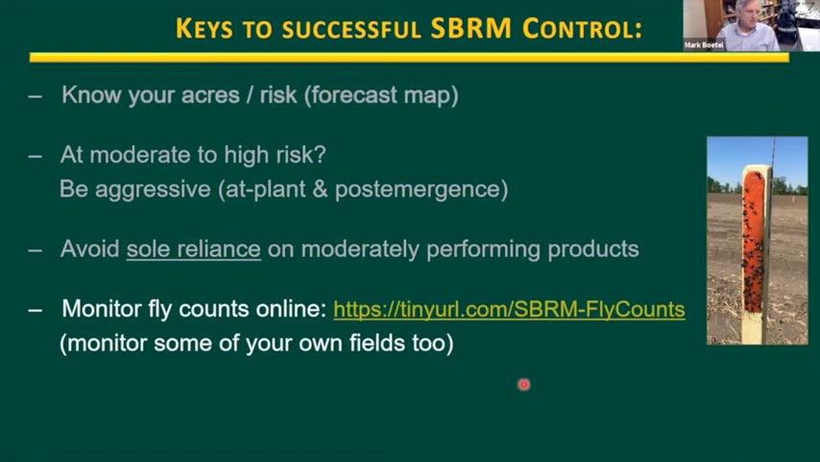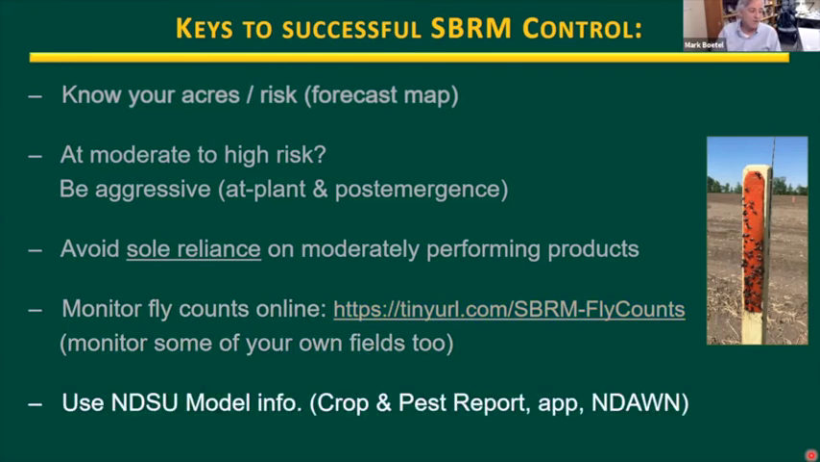Another key to success would be monitoring what's happening in the field as well as in your neighbors' fields. You can do that by monitoring the fly counts that are posted online 3 times a week during the growing season. And it's always good to keep an eye on what's going on in your own fields. Also, we have the NDSU root maggot model that's really helpful in predicting when outbreaks are going to occur, and it's published in various venues online and in print as well.